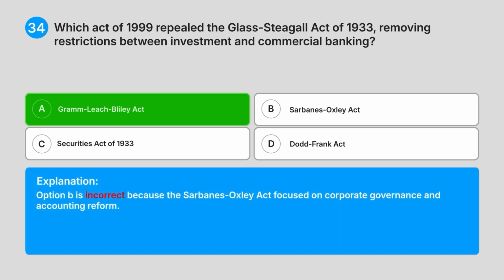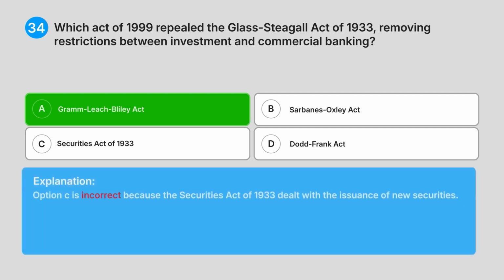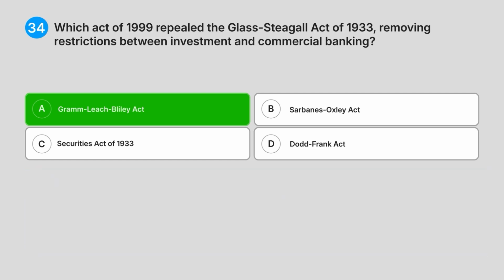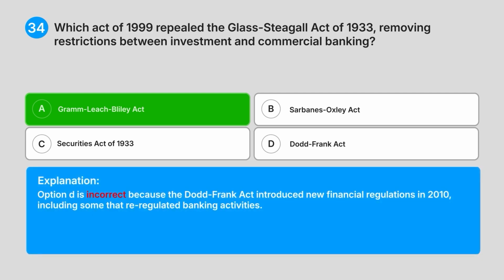Option B is incorrect because the Sarbanes-Oxley Act focused on corporate governance and accounting reform. Option C is incorrect because the Securities Act of 1933 dealt with the issuance of new securities. Option D is incorrect because the Dodd-Frank Act introduced new financial regulations in 2010, including some that re-regulated banking activities.